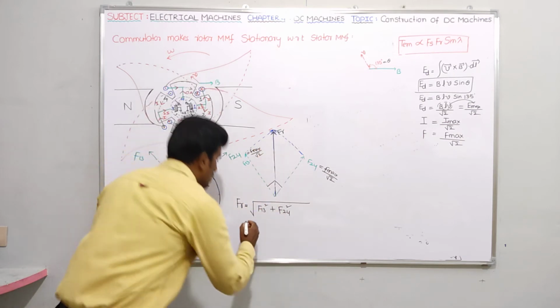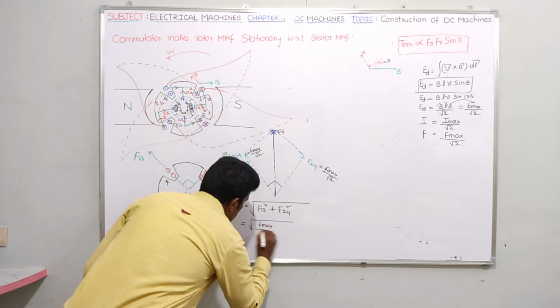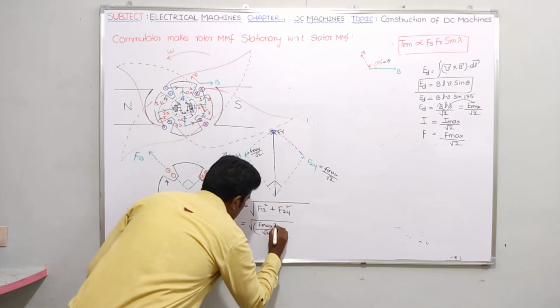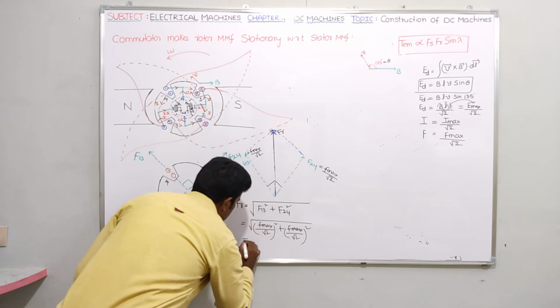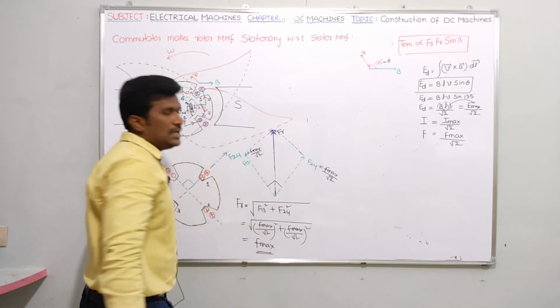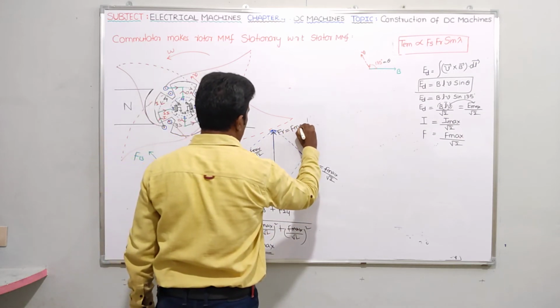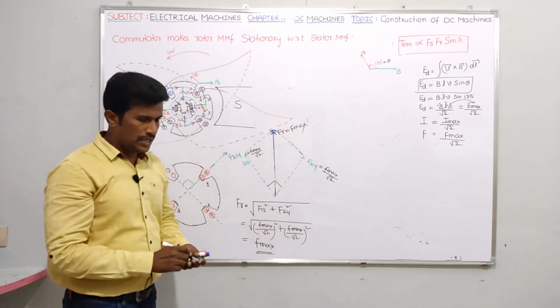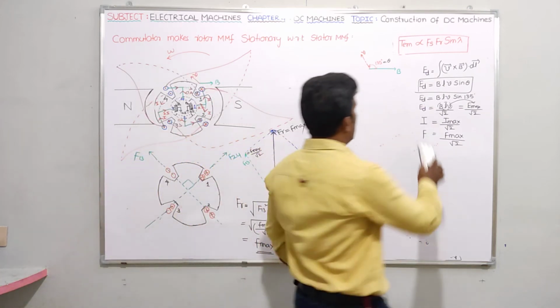So now tell me here, square root of (F max by root 2) whole square plus (F max by root 2) whole square. What about this value, guys? I can say F max is the value. The resultant rotor MMF equals how much? F max is the value. Is it clear? Okay. So please let me erase this portion. Okay. Right, guys.